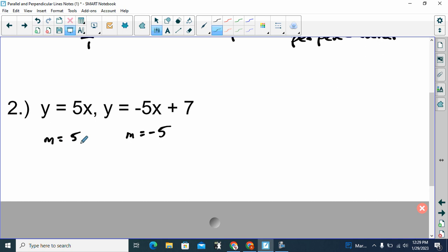You always want to think through, are these slopes the same? 5 and negative 5 are not the same. And then are they opposite reciprocals? Positive and negative, they are opposites, but notice I did not flip it. These are neither parallel nor perpendicular.